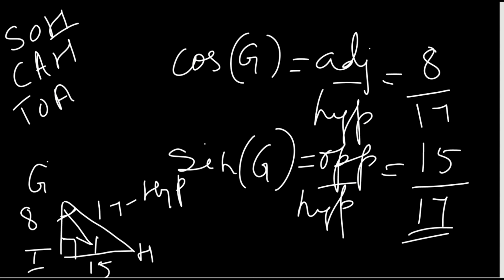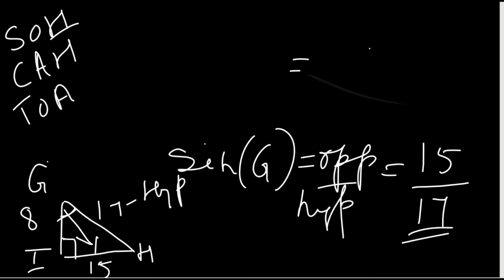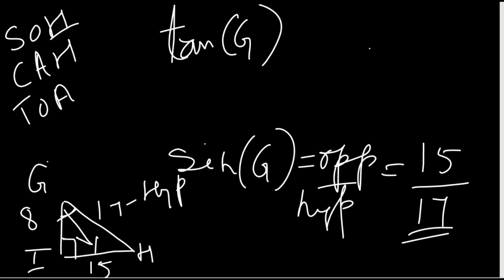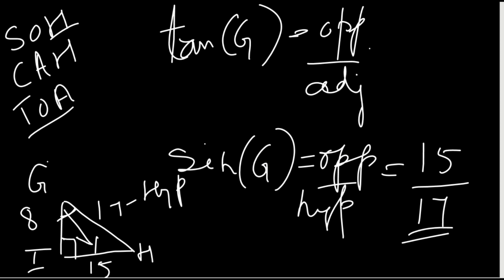Next, if you have to write tan, so what will be tan of G here? Tan is for tangent, that is opposite by adjacent. First letter will come in the numerator, second letter will come in the denominator. Don't get confused. The opposite one for G here is 15 and the adjacent one is 8. So this is our answer.